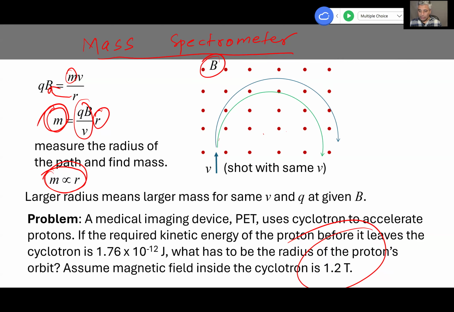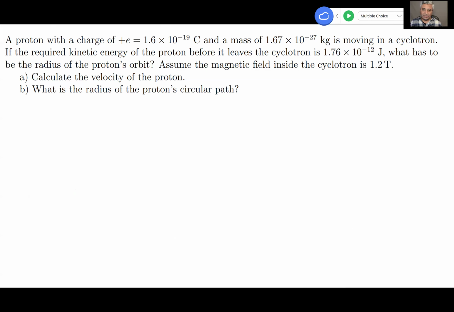Anyway, I have done the same problem in the notes as well. Here the charge of the proton is given, and the mass of the proton is given. So let's say that's the charge of the proton that is given, and the mass of the proton is given.